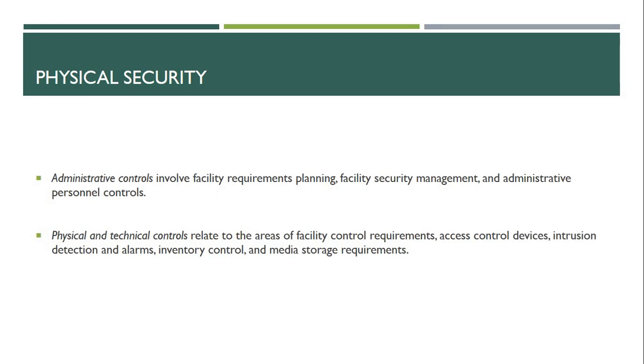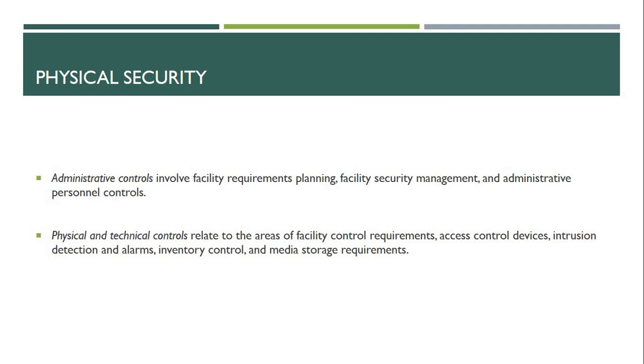Administrative controls involve facility requirements planning, facility security management, and administrative personnel control. Facility requirements planning deals with planning for physical security controls in the early stages of site construction. If you are going to build a house, not just a company site, there should be planning regarding the security measures of the house. Choosing and designing a secure site is part of it. Audit trails and emergency procedures fall under facility security management. Administrative personnel control includes pre-employment screening, ongoing employee checks, and post-employment procedures.